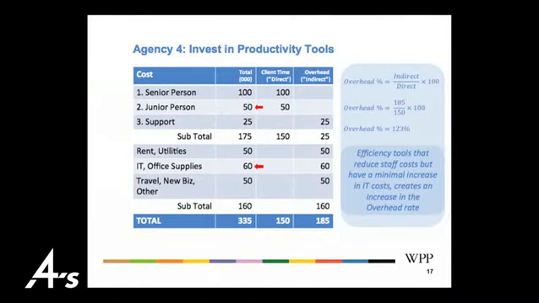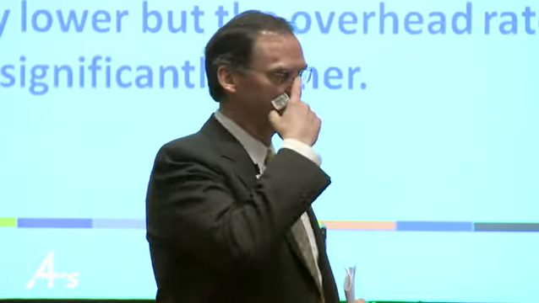My overhead rate is now 123% versus the baseline we looked at of 100. So the concept that is in the minds of our clients and procurement, which is if we invest in tools, our overhead rate goes down, is absolutely false. That's one of the things that we have to demystify. So one final example, and then we're going to summarize this.